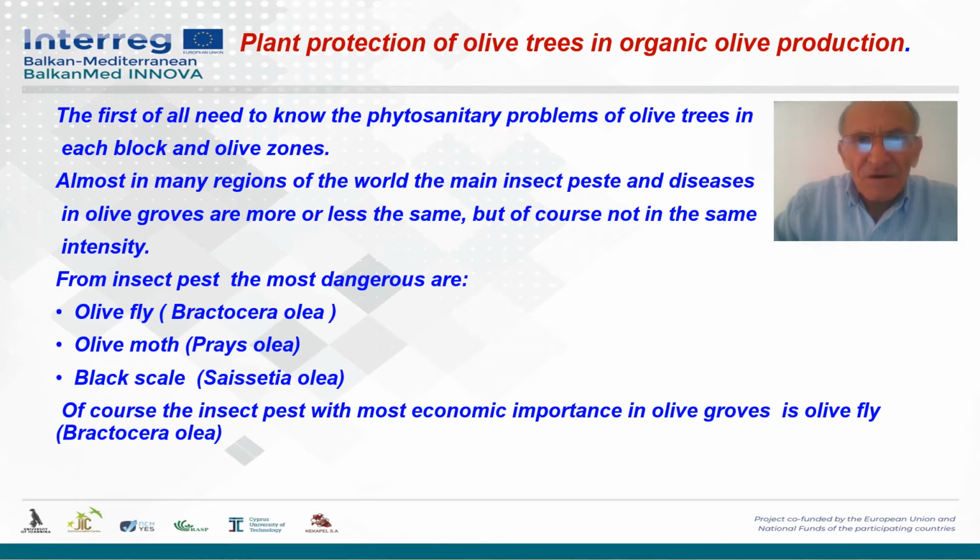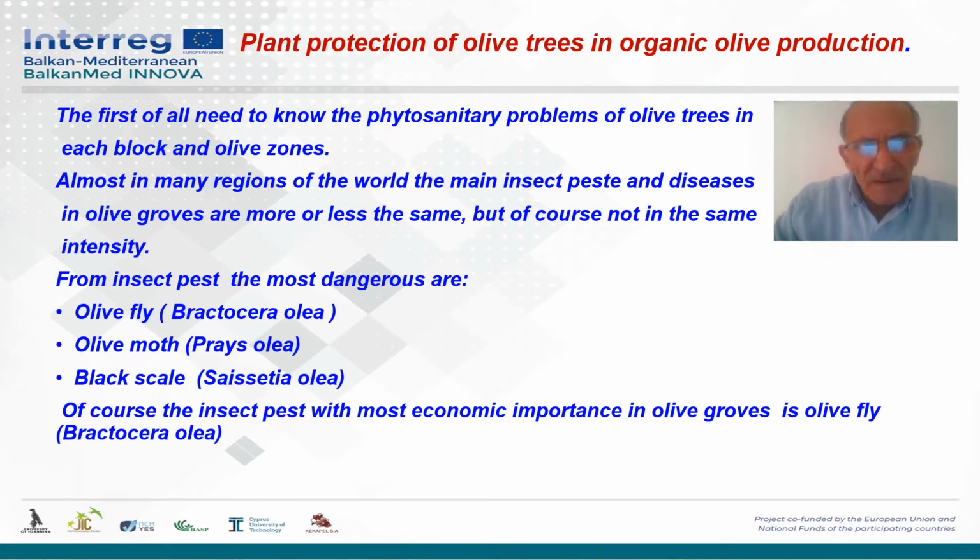Plant protection of olive trees in organic olive production. First of all, we need to know the phytosanitary situation of olive trees in each block and each zone. In many regions of the world, the main insect pests and diseases in olive groves are more or less the same, but of course not in the same intensity.